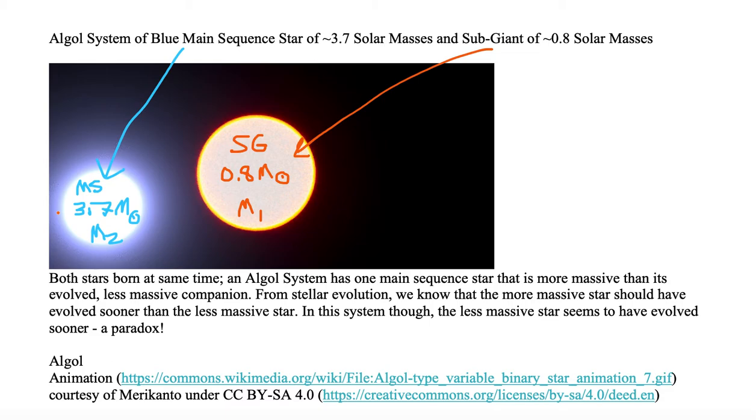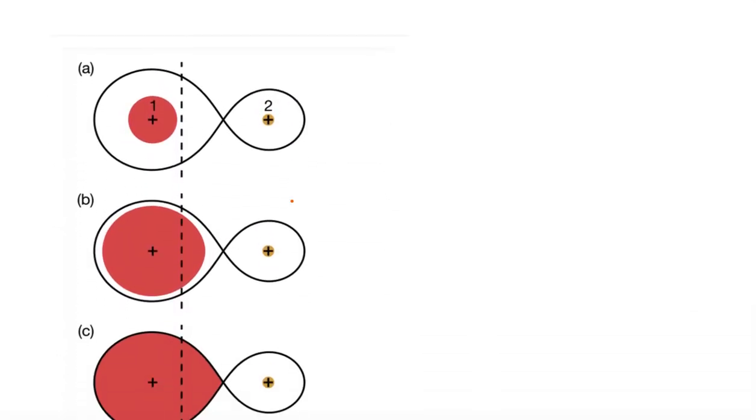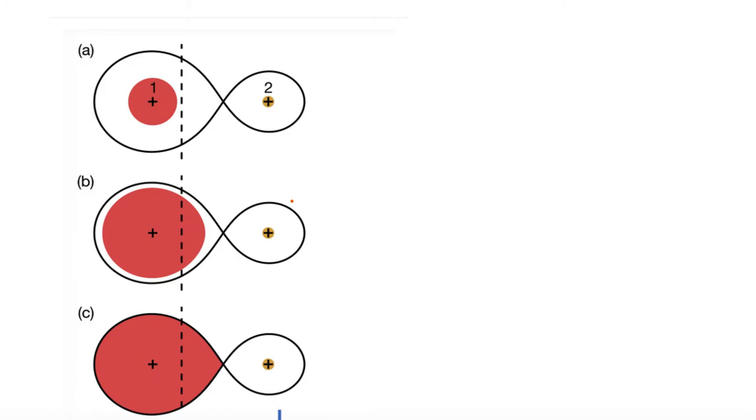So in order to resolve it, either we don't understand evolution, or something must be going on in this particular Algol system. We think it's the latter. Something's going on with this system. How can we end up with a situation where the less massive star is the evolved star? Let's take a look at how we may have come about with this Algol system.